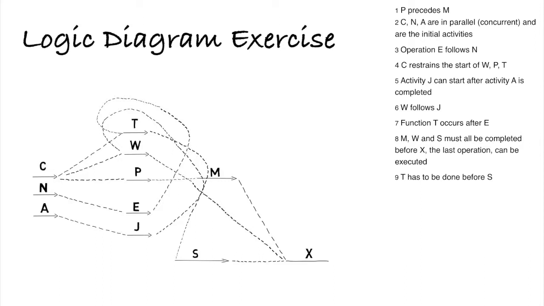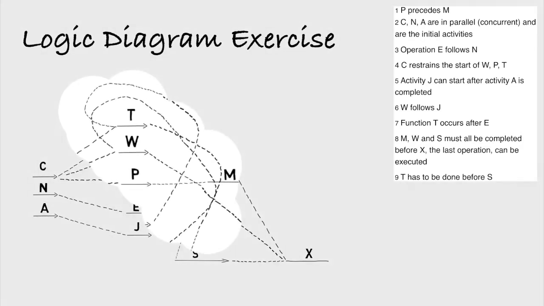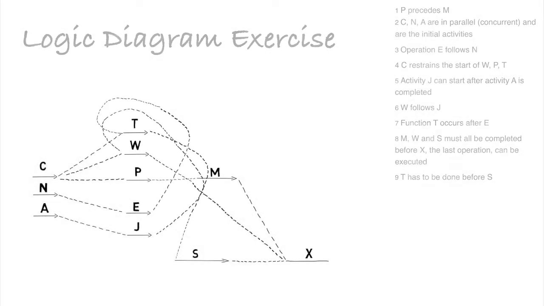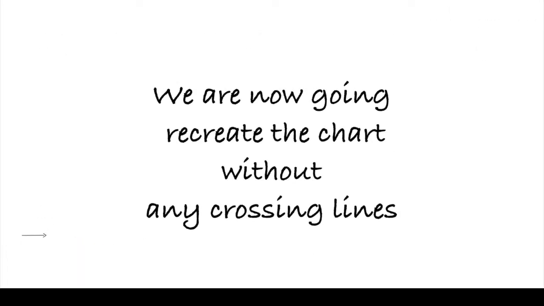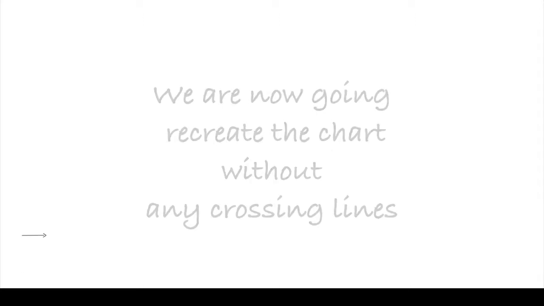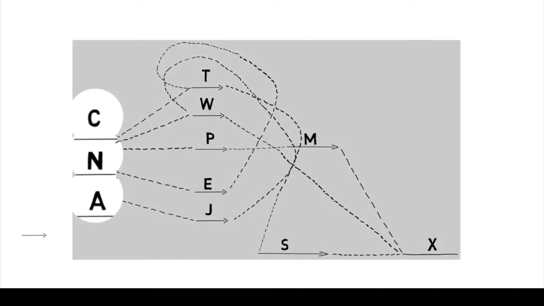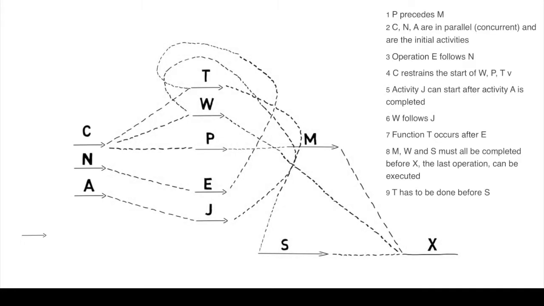Great, we have completed the exercise correctly. Only it's not all that easy on the eyes. Let's see if by using a little critical thinking we could minimize the number of crossing lines and thereby make this chart much easier to read. In order to do that, we are going to need to rearrange things a bit. When we originally drew in C, N, and A, we established they were starting operations, so we placed them on the left and in the order they were noted in the steps.